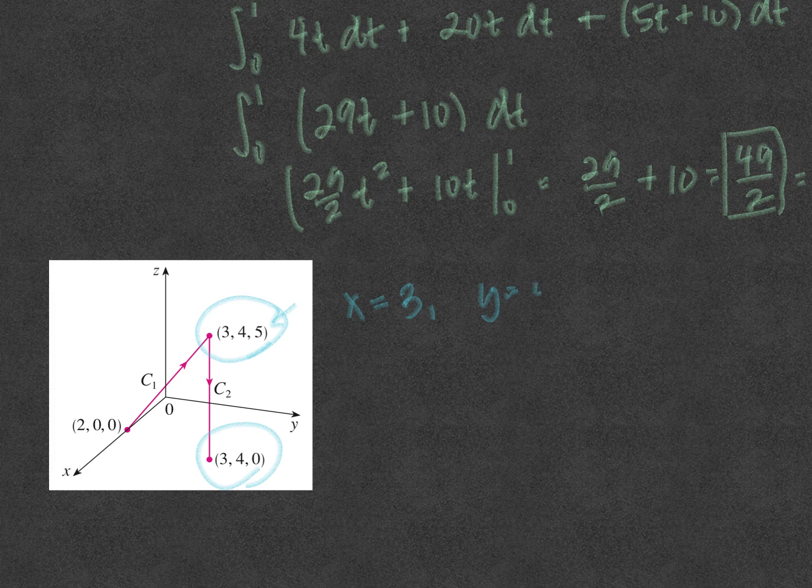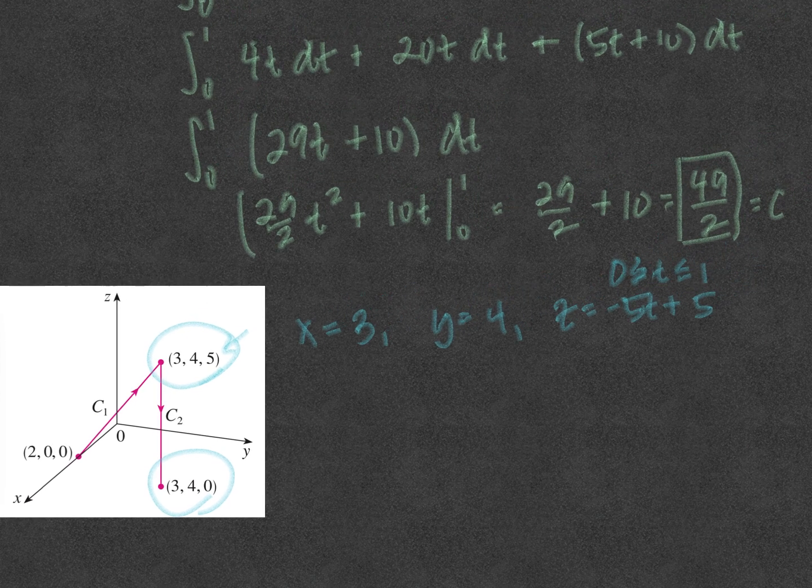So we're going to use the value of 4, and z equals 0 minus 5 is negative 5t plus the y value of 5. And t is between 0 and 1. I'm going to move off to the side. I'm going to move it this way.